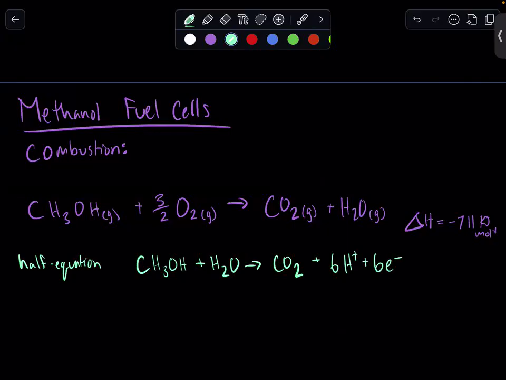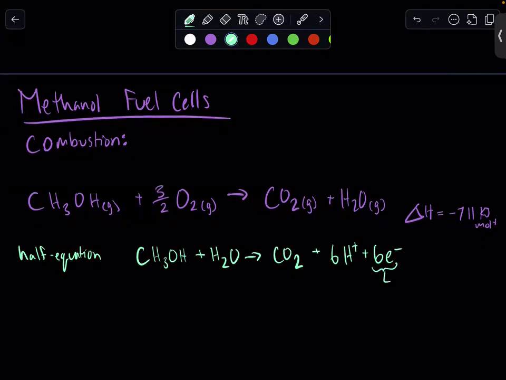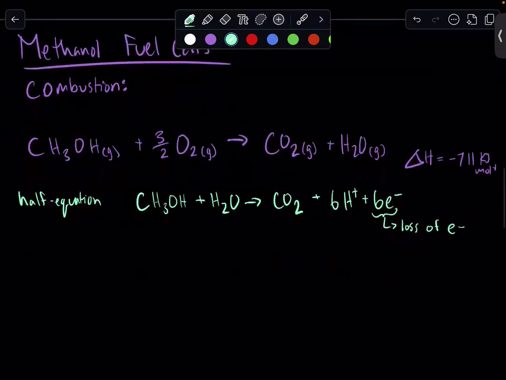Now we have to do this in an acidic solution, but regardless, we are now going to get what we would call a loss of electrons. So this reaction basically strips electrons away from methanol, or specifically from the carbon in methanol. So we're stripping out these electrons. We then have a second reaction.